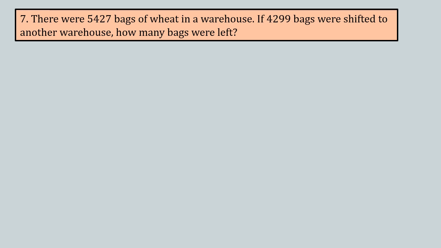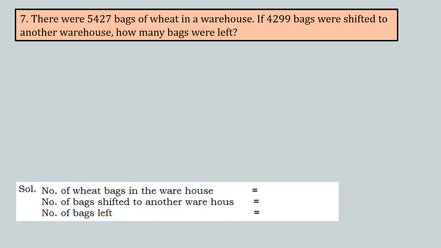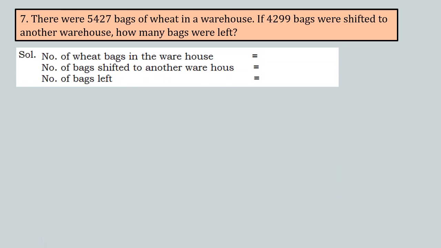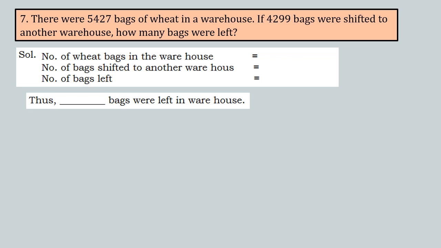Now the problem is about 5,427 bags of wheat, out of which 4,299 bags were shifted to another warehouse. So let's start our statements like this. First statement, number of wheat bags in the warehouse. Second statement, number of bags shifted to another warehouse. Third statement, number of bags left. So children, identify the numbers for each statement, write them here and solve the problem with a final statement.